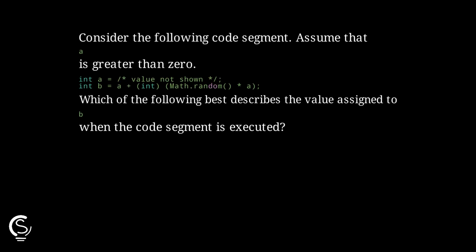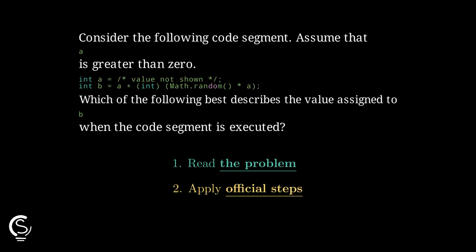Java random numbers are tricky, but we can solve this code segment in 3 quick steps. Let's find the range for B.